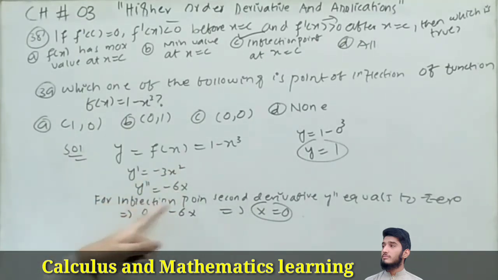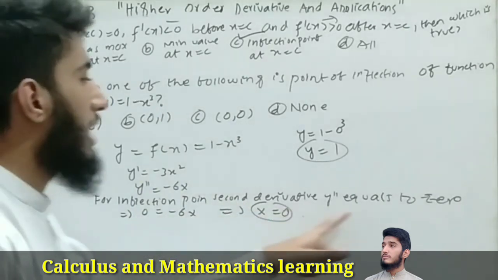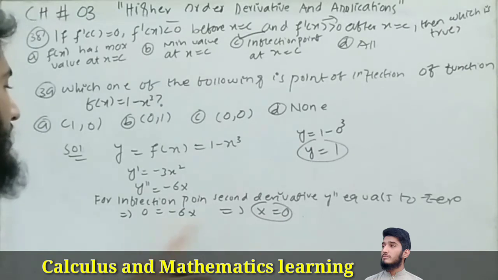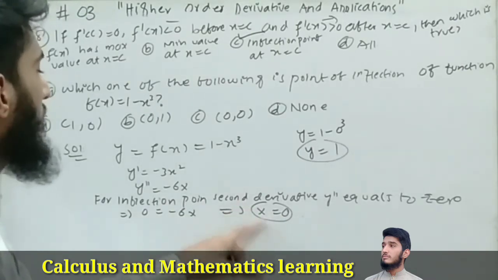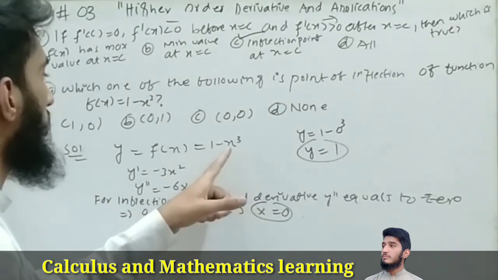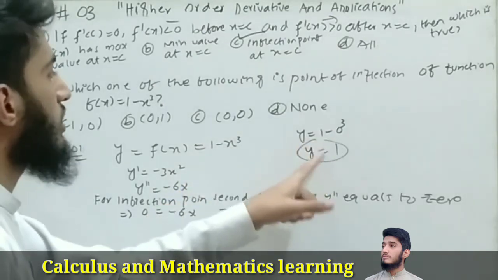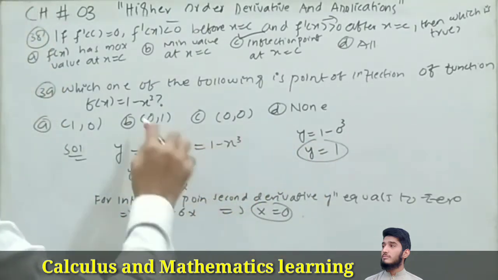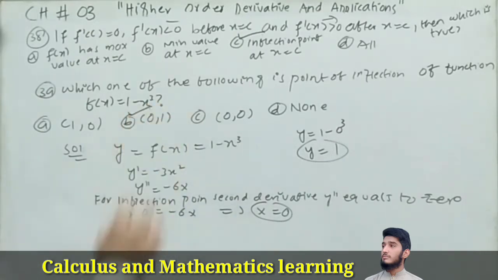For the point of inflection, we make the second derivative equal to 0. So y double dash will be equal to 0, minus 6x, so the value of x is 0 from over here. By putting the value of x as 0 in the original function, it becomes 1 minus 0 cubed, which gives us a value of y as 1. So x will be 0 and y will be 1. So the correct option will be option number B.